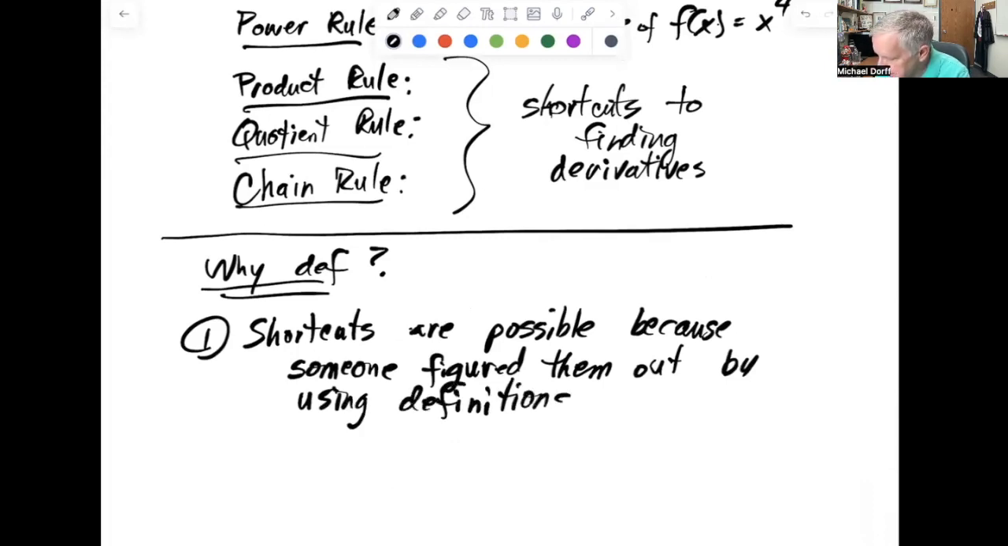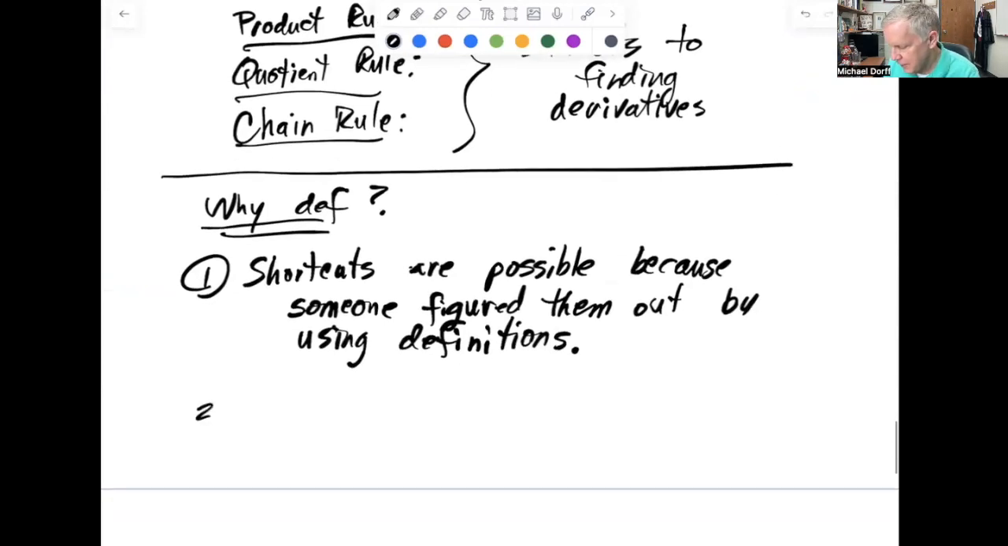Okay, there was no book where somebody said, oh yeah, here's the definition of derivatives. Oh, look, here's a book, and wow, here are all these shortcuts. No, there was no book with those shortcuts. How did they get those shortcuts? Like, how did they get the power rule? How did they get the quotient rule? People used the definitions, and then they were able to create the shortcuts by using the definitions. So the shortcuts exist because of the definitions. That's one reason why the definitions are important.